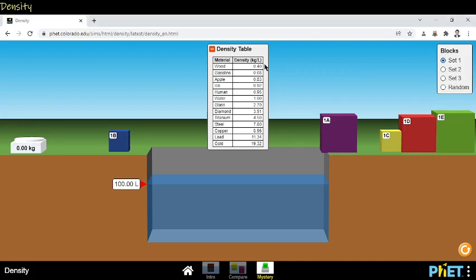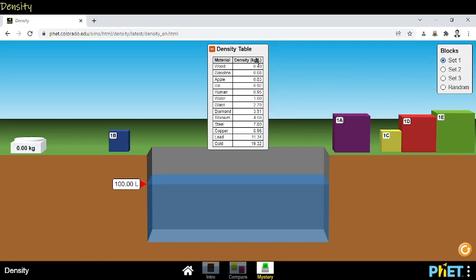And as we know, the density is related with how objects sink or float. And then from the table, we can see different materials have different densities, different numbers. You can see, for example, apple 0.83, and then we have titanium 4.5. Different materials have different density.